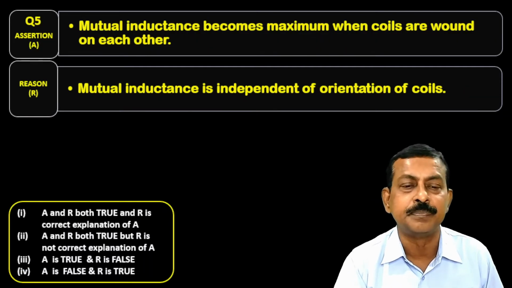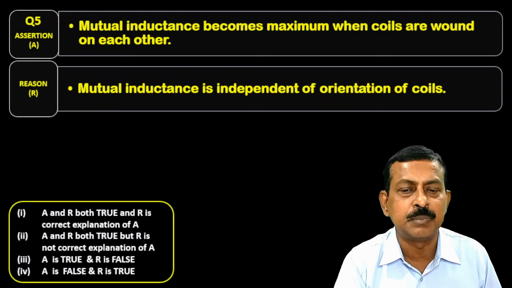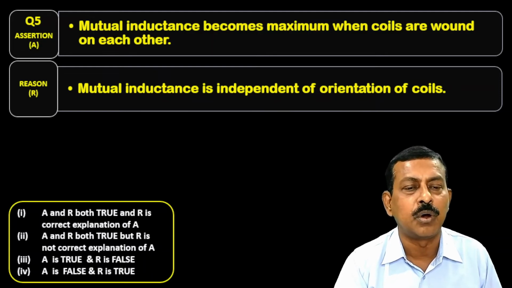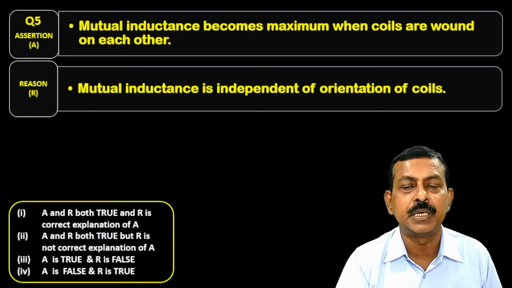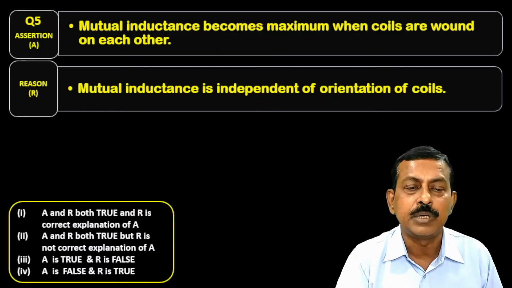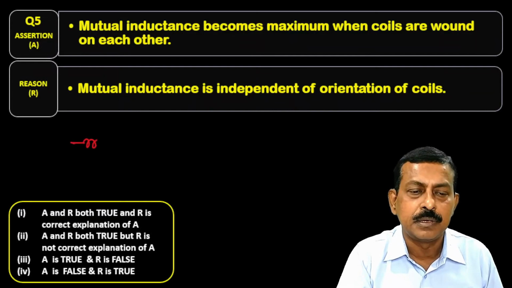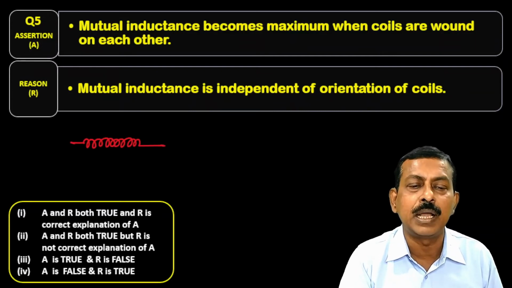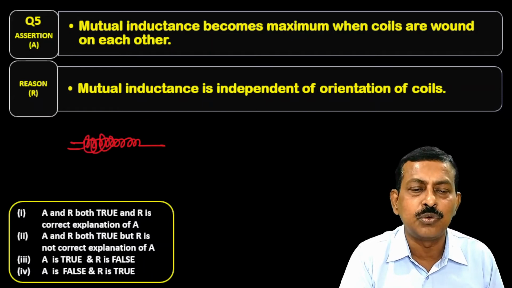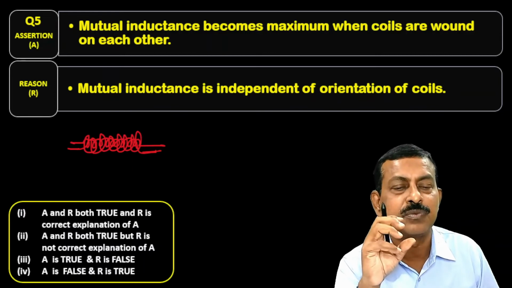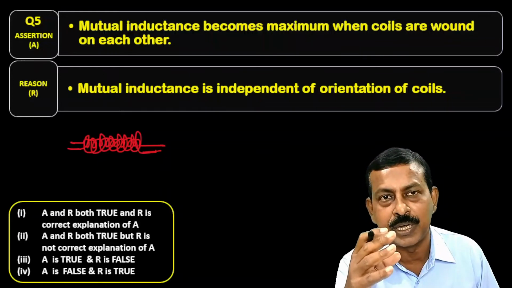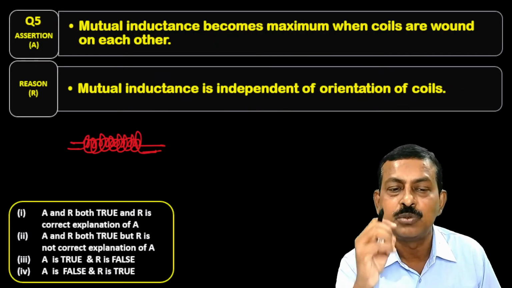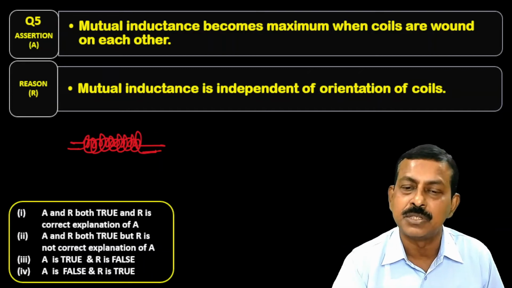Let's take the next question. Mutual inductance becomes maximum when coils are wound on each other. And the reason is mutual inductance is independent of orientation of coils. Now, if you consider a coil, suppose this is one particular coil and the second one is wound over it, obviously the flux leakage chances will be very less. Maximum flux which is linked with one is associated with the other one. So in that case, the mutual inductance will be maximum. This is true.